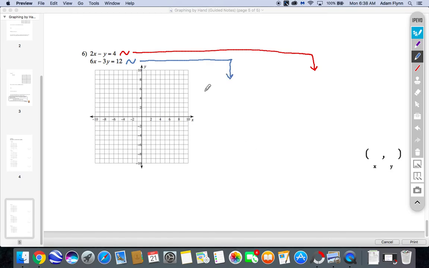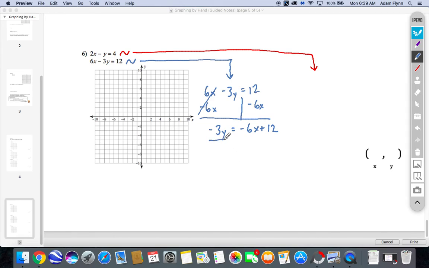Okay, so I'll start with my blue line. I'll rewrite it. 6x minus 3y equals 12. I need to get the y by itself, so I will subtract 6x on both sides. Once I do that, 6x minus 6x cancels. I'm left with negative 3y on the left side equals negative 6x minus 12. Or, sorry, plus 12. It's a positive 12 here, so it's going to be plus 12. My mistake.